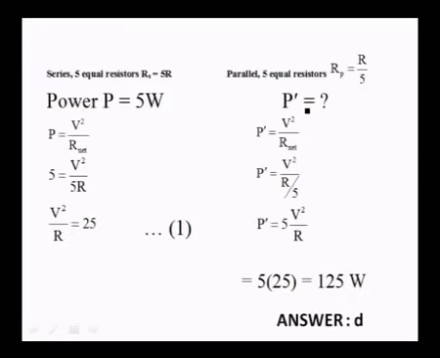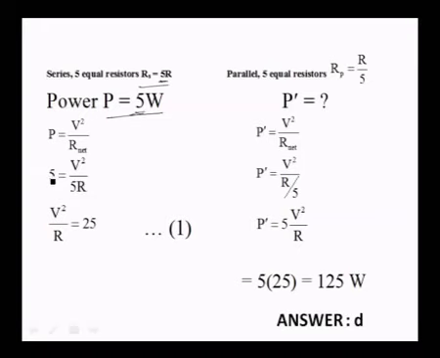See, I would like to first consider the series combination of 5 equal resistors. The effective resistance is Rs is equal to 5R, because all are identical. Therefore, the power in this combination is equal to 5 watt. Therefore, by using the formula P is equal to V square divided by R, substitute the values. P is 5 and Rs is equal to 5R, substitute the values.